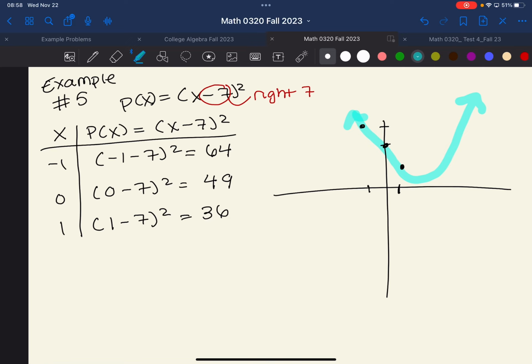Any questions on number 5? And again, I'm creating like a rough sketch of my graph, so since my numbers were so large, I'm just assuming that top point was at 64, the middle point's at 49, and then down to 36.